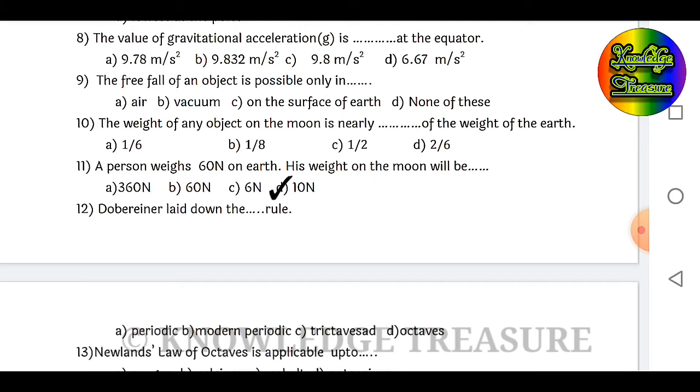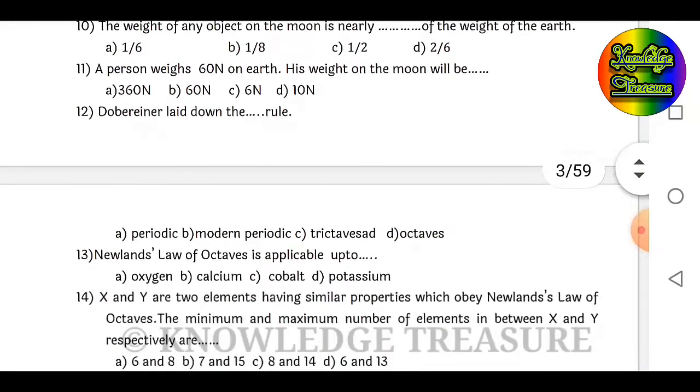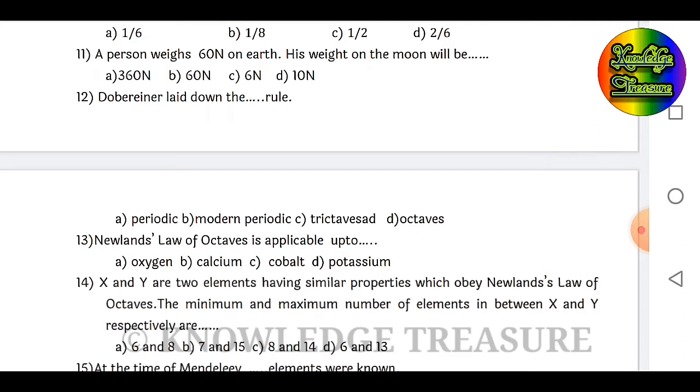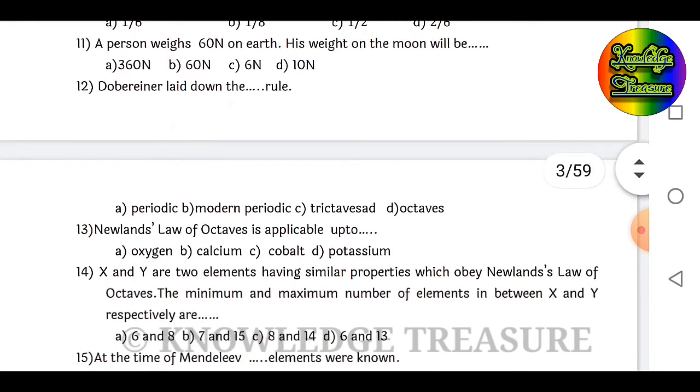12. Dobereiner laid down the dash rule. A. Periodic. B. Modern periodic. C. There is a printing mistake in this spelling. The correct spelling is TRIAD. Triad. D. Octaves. The correct answer is C. Triad.